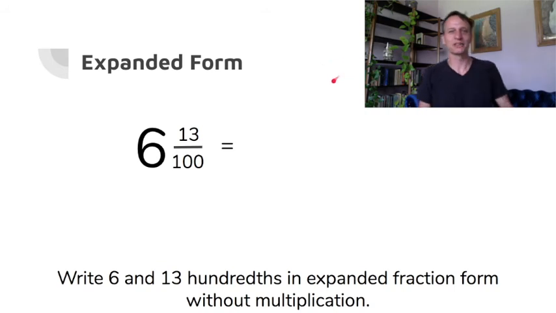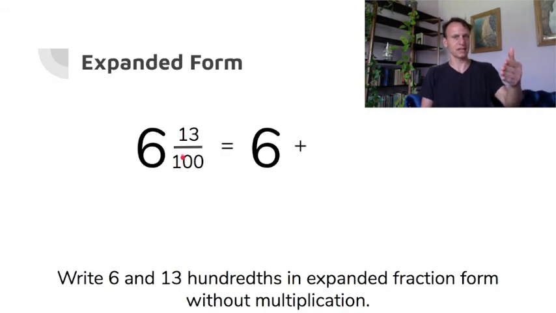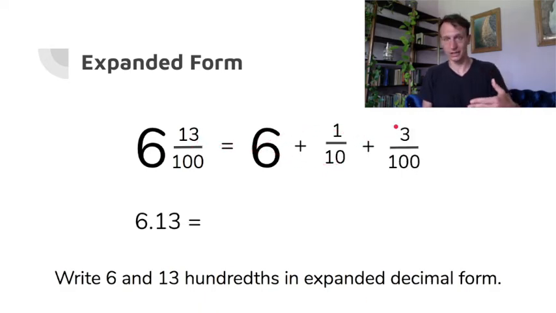Let's do it. Here's a little warm-up. We're going to do some simple expanded form. Let's take this 6 and 13 hundredths, and let's write it out in that simple expanded form, which means without the multiplication. So we have 6, right? Okay, and then what do we have going on with the fraction? We have 13 hundredths. Well, we can decompose that, right? We have tenths and hundredths. So how many tenths? 1 tenth, and then 3 hundredths, okay?